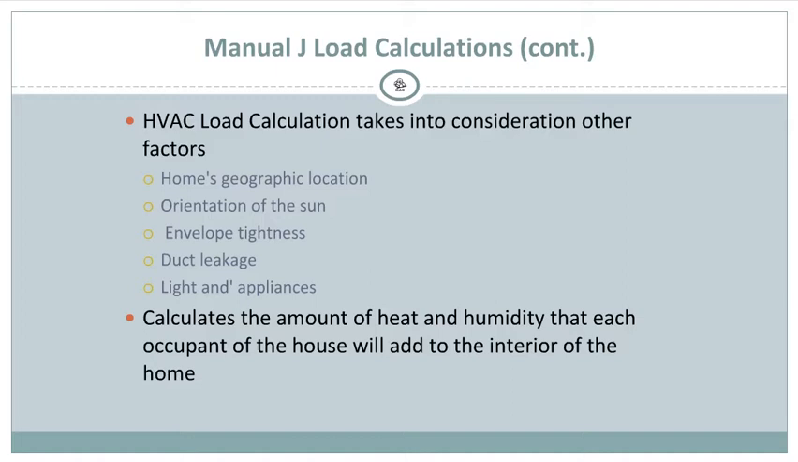Again, it also is going to calculate how much heat and humidity each occupant of that house is going to need to heat up that occupant or to keep him cool. So again, it takes into consideration everybody that lives in that unit, the bedroom size that they're going to be in, all those little sweaty kids in the back. It's going to determine how much heat and how much cooling they need to keep those kids warm or cool, depending on the conditions outside.